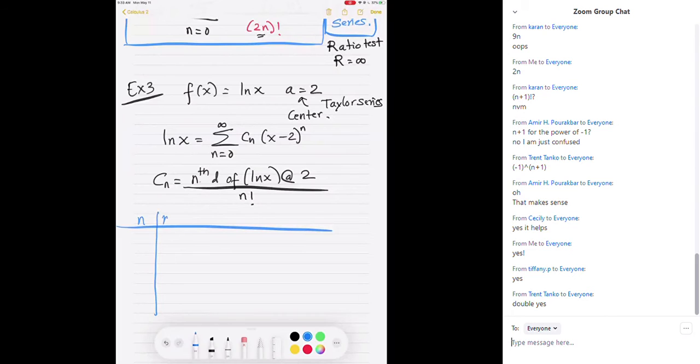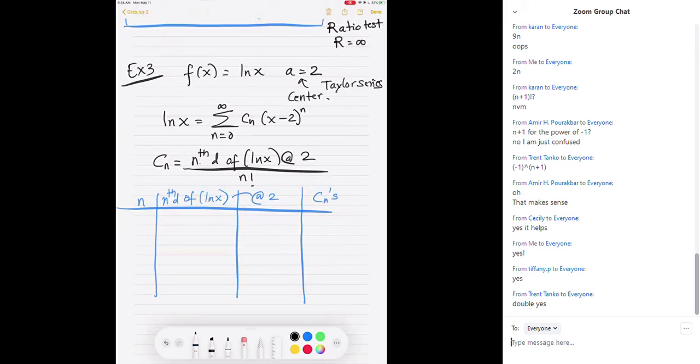And I'm just going to copy the nth derivative of ln x. This is this one evaluated at 2. And these are my cn's. And I'm going to fill them up as we go. So here we start. So n equals 0. So 2 came at ln x. Ln x at 2 will be ln 2. So you're saying, oh, this is ln 2 and it's timed by x minus 2 to the 0.